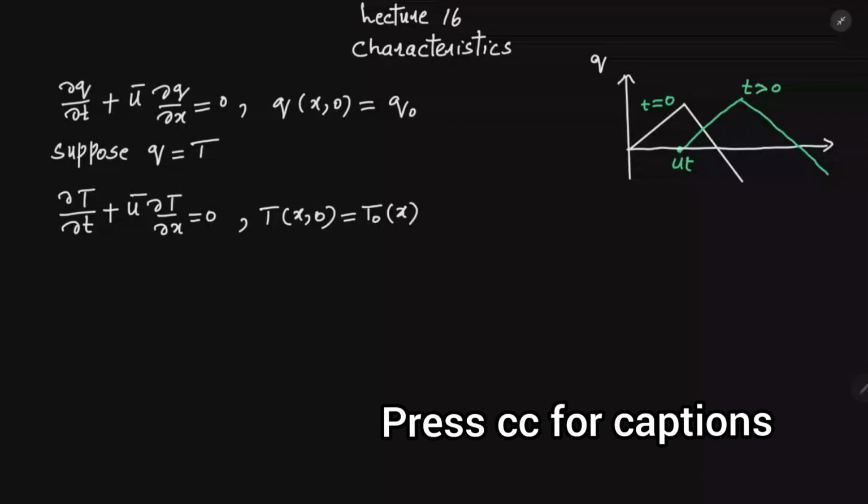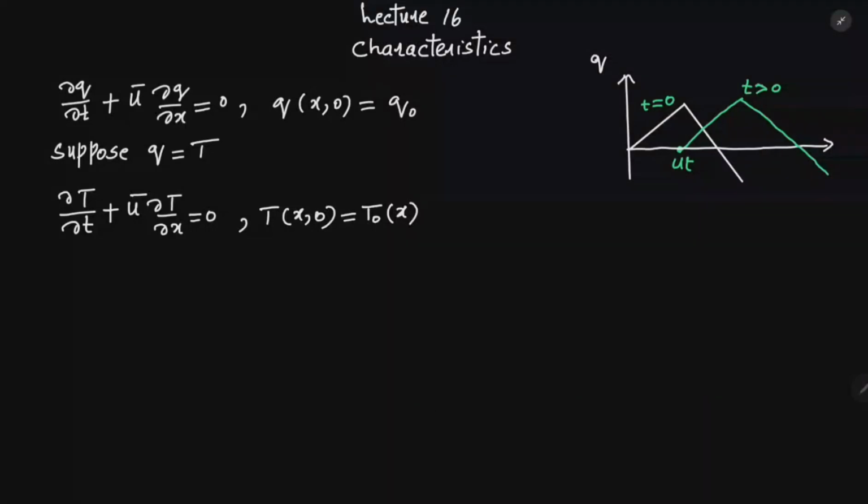In this video, we will talk about characteristics, which is a very important topic in finite volume method. In previous video, we saw that if we have advection equation, then this advection equation has a solution, and that solution is just translated towards right or towards left.